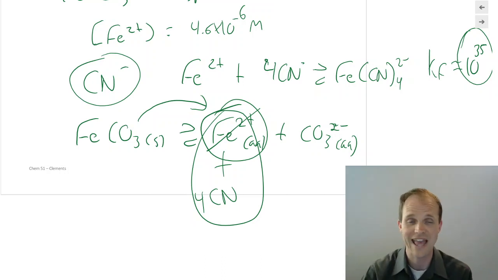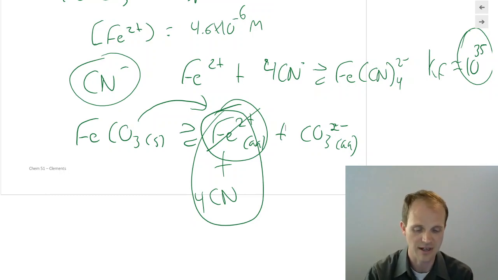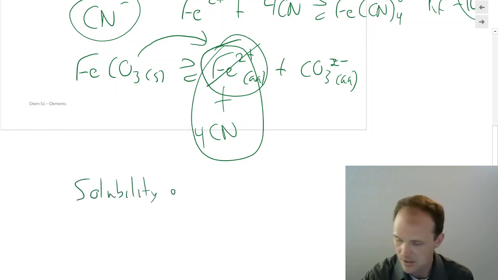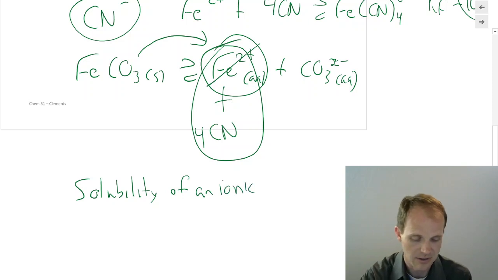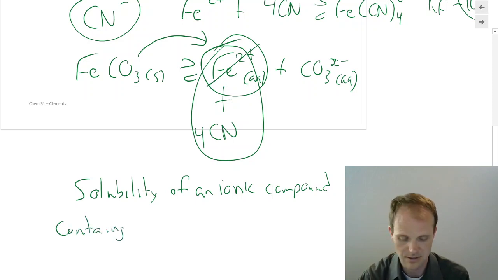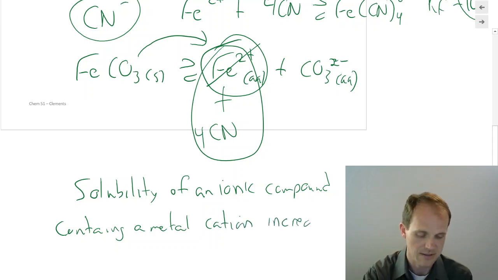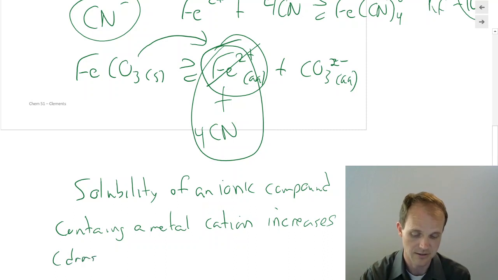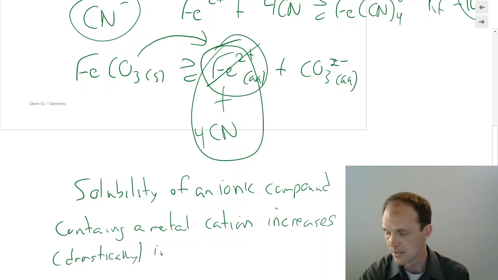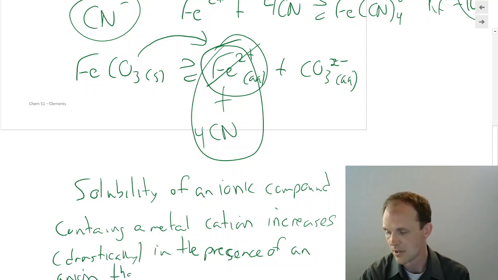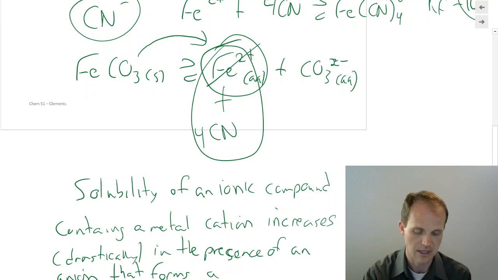We're not going to quantify any of this. It's just a qualitative thing that I want you to understand, which is this: the solubility of an ionic compound containing a metal cation increases drastically in the presence of an anion that forms a complex ion.